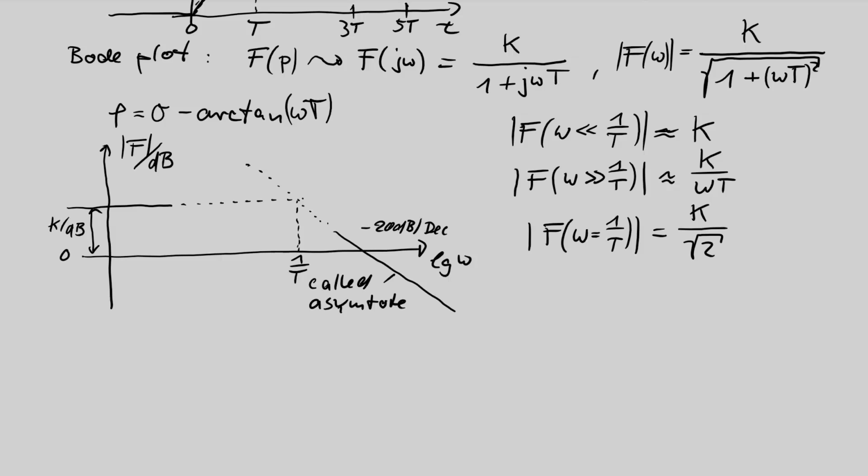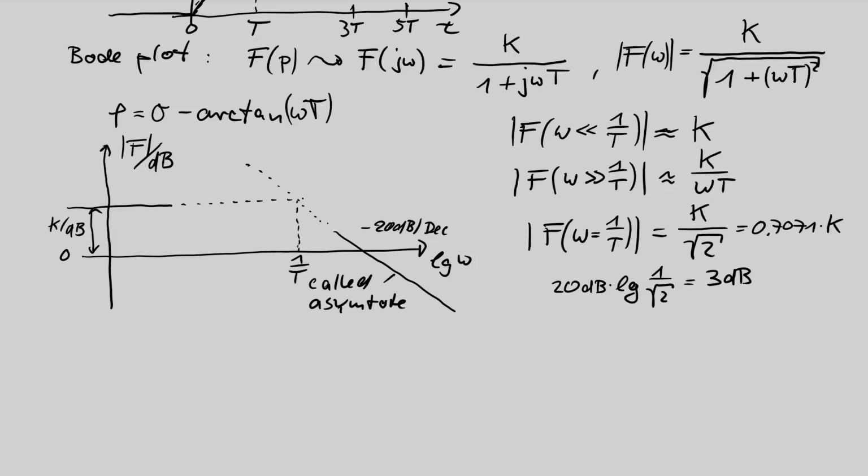K divided by the square root of 2 is, say, 0.7071 times k. Or in logarithmic values, if I calculate 20 dB times the log of 1 divided by square root 2, do this with your handheld calculator, then you get very accurately minus 3 dB.